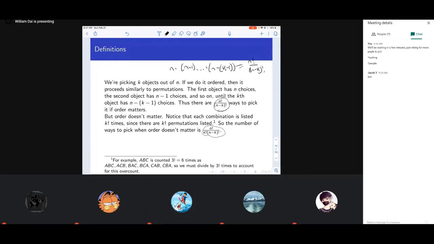So does anyone have any questions here? Because this is the main formula we're going to be using for most of the lesson, so you kind of need to understand how it's derived.